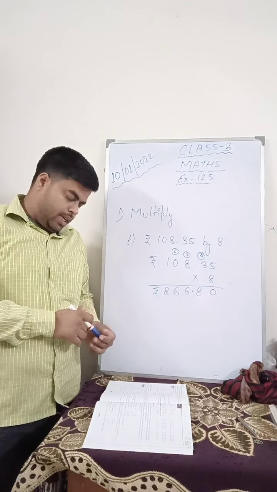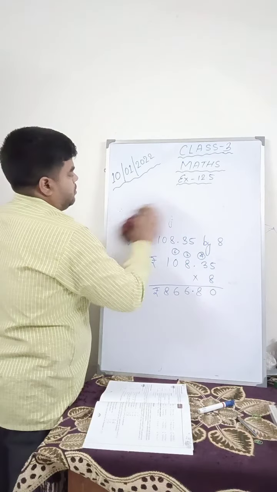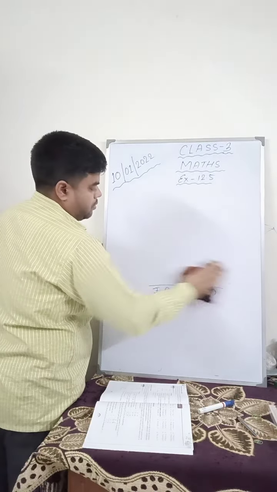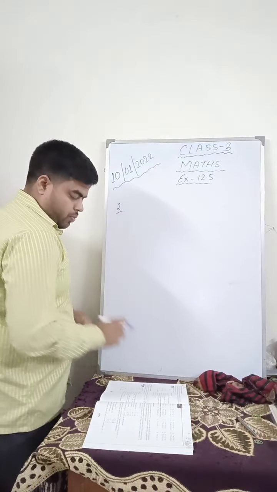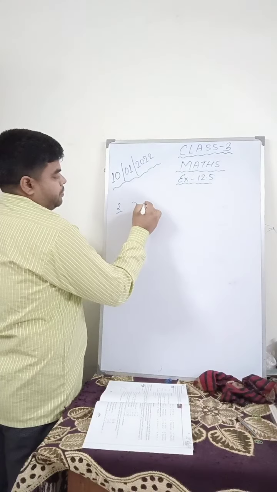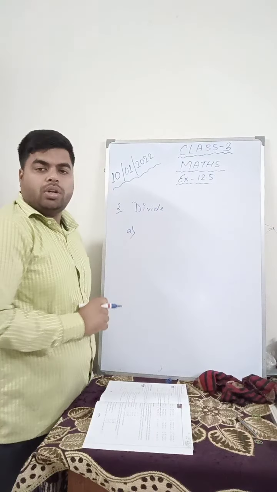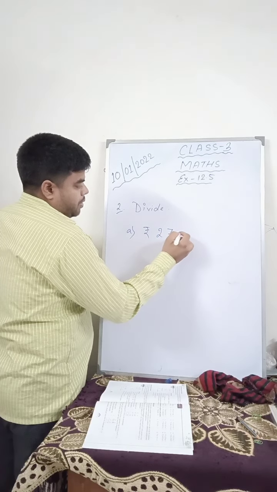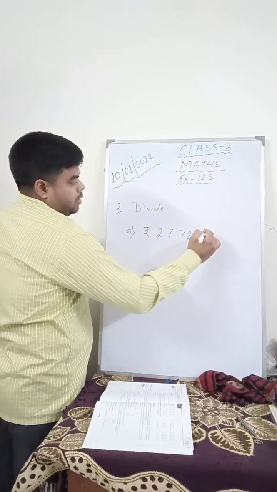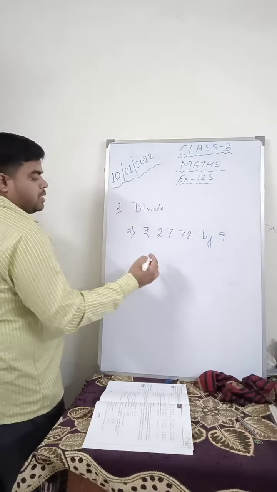Now let me show you division. It is the same normal division. Number 2, divide. Let us take question number 2A. Let us take rupees 27.72 by 9. That means they have asked you to divide 27.72 by 9. So let us divide.